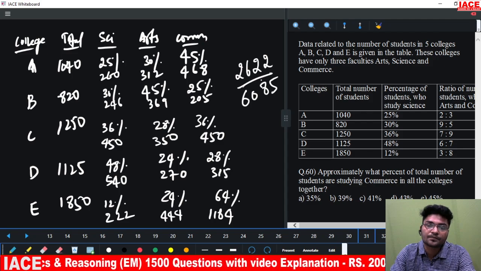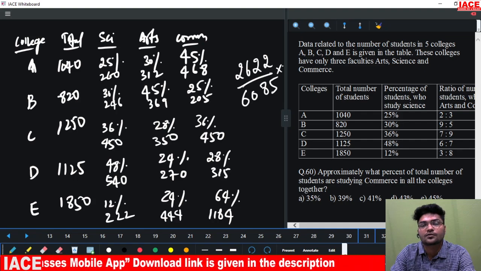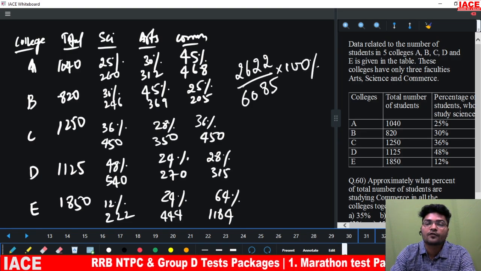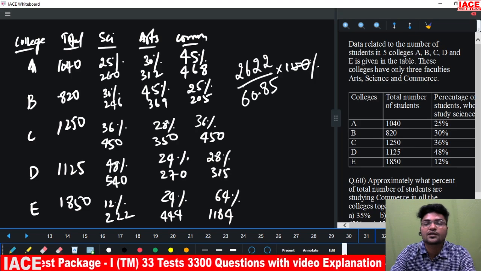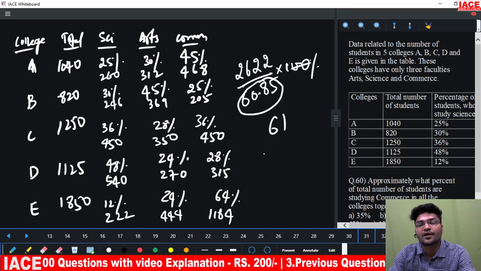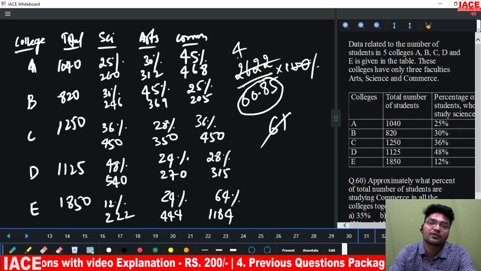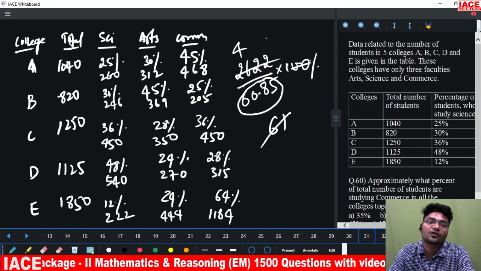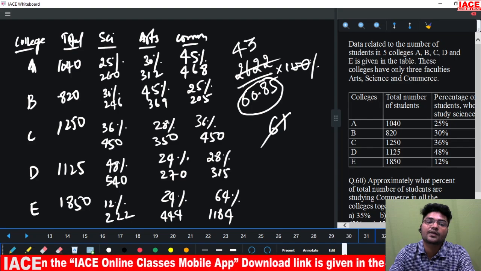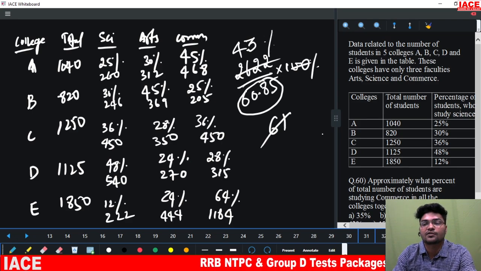Into 100 percentage means what I can do, if I'll remove these zeros, I'll put up a decimal here, making it 60.85. Now 60.85, I can approximate it to 61. If I approximate this to 61, 61 ones and 61 fours. 61 fours is 244. 244 means again 18 remains, 182. Now 182 means approximately 3 times. 3 times will give me 183. So 43 percentage will be your correct answer.